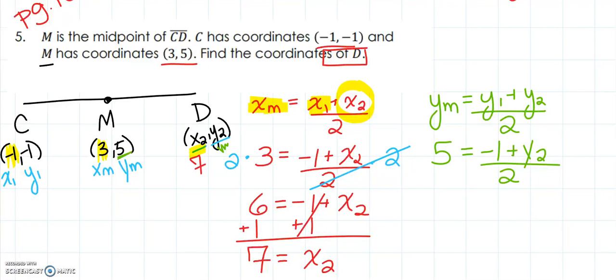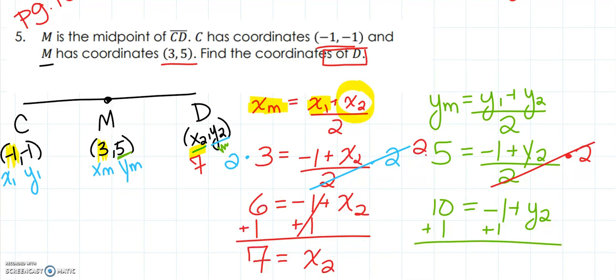And let's solve. So we're going to start off by getting rid of that 2 as a denominator. Multiply both sides by 2. These cancel. Now we have 2 times 5, which is 10, equals -1 plus y2. Isolate the y value. So we're going to add 1 to both sides. And now we get 11 equals y2, because these cancel. All right, so 11 is the y value of our endpoint D.